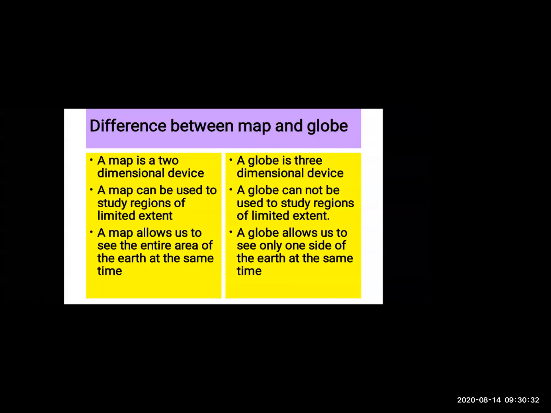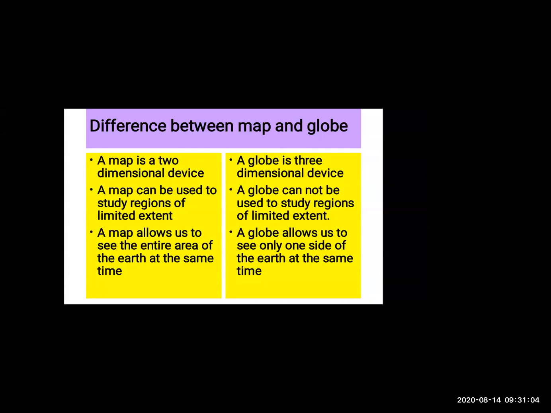Number two, a map can be used to study regions of limited extent. That means we can use the map for a small region. We can study a small region with the help of a map. So maps are available of the entire earth or of a small region also. A globe cannot be used to study regions of limited extent. The globe only represents the entire earth.